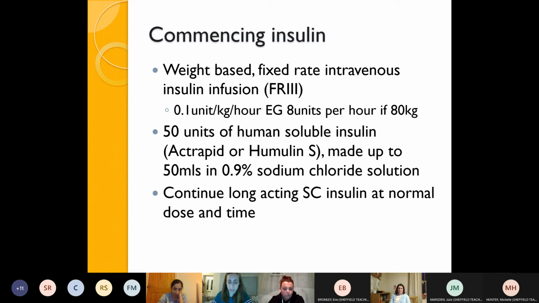And the other important thing to do is if they are already on a long-acting insulin, and I will come to the different types of insulin later, we must make sure that that's continued. So if they have been taking their normal insulin at the usual time, just continue it at the usual time. If they have been omitting their insulin, and that's the reason they've gone into DKA, just give it now. So Levemir, whatever it is, Toujeo, just give it. Make sure they've got some insulin on board.